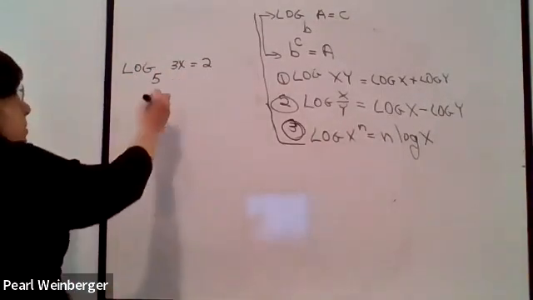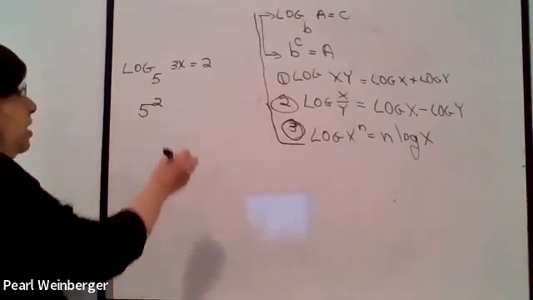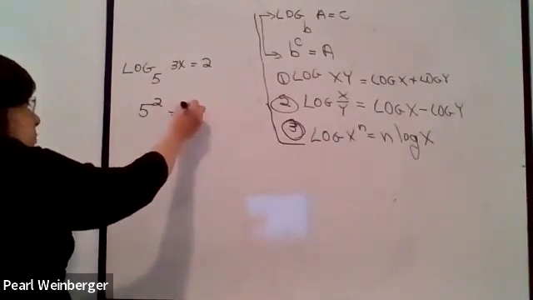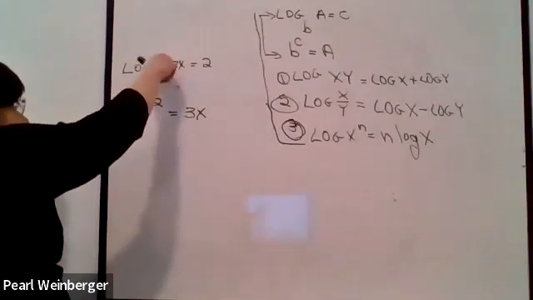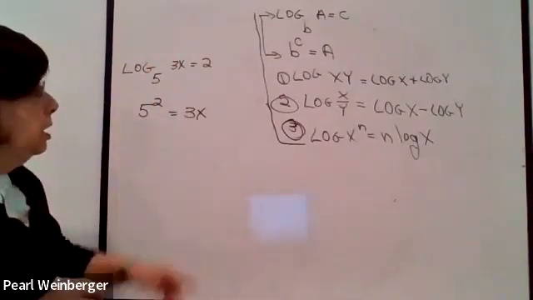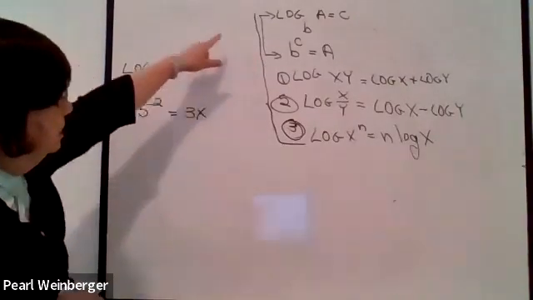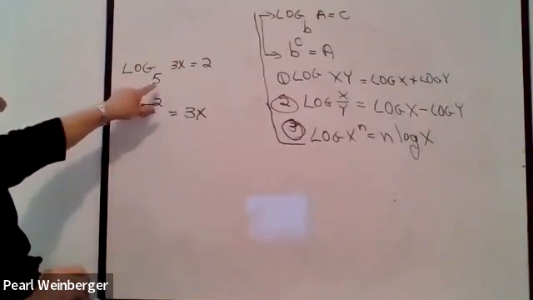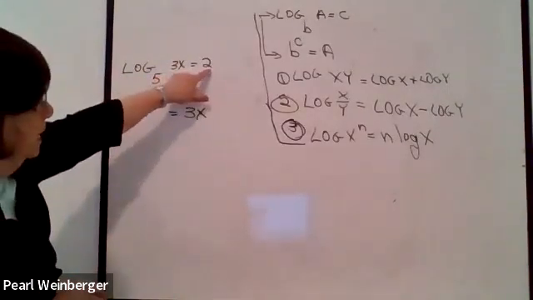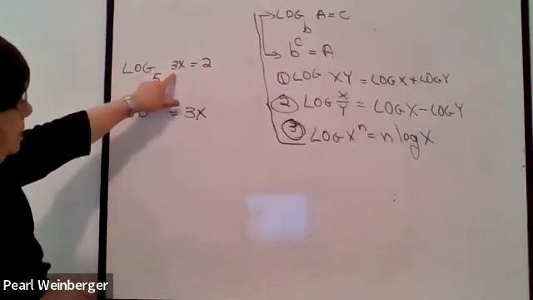So the exponent in this case is 2. This says 5 to the 2 equals 3x. It equals that expression that's sitting right next to the word log. If you compare this to that, you will see that's exactly what we've done. The base, the exponent equaling the number.